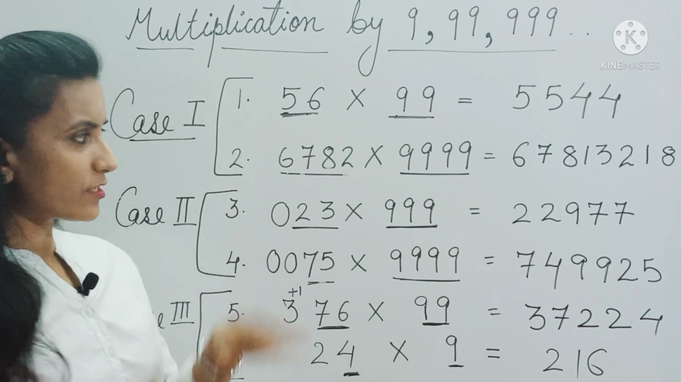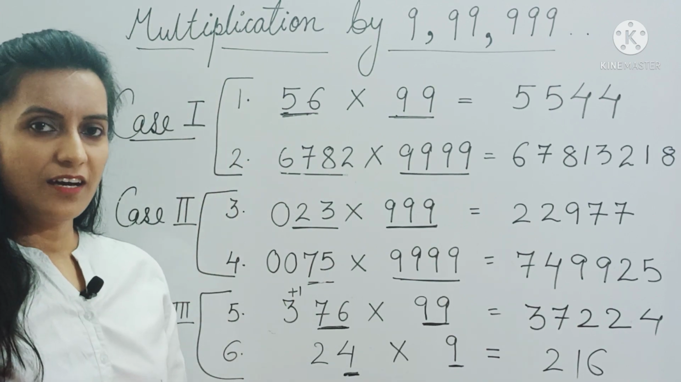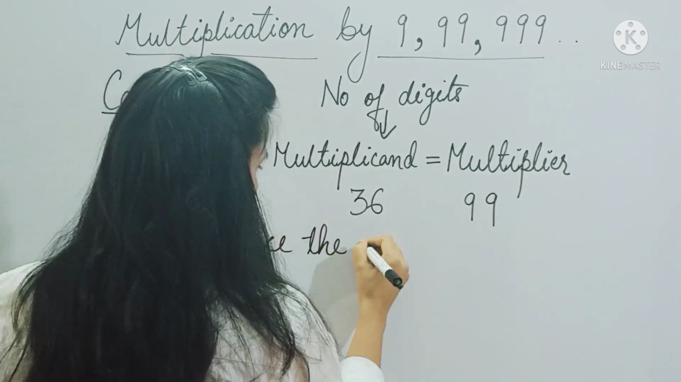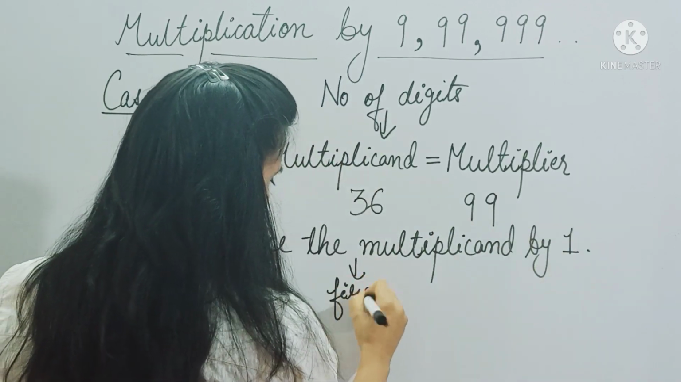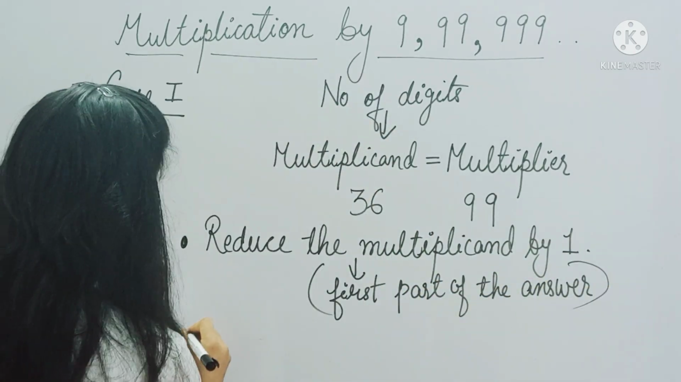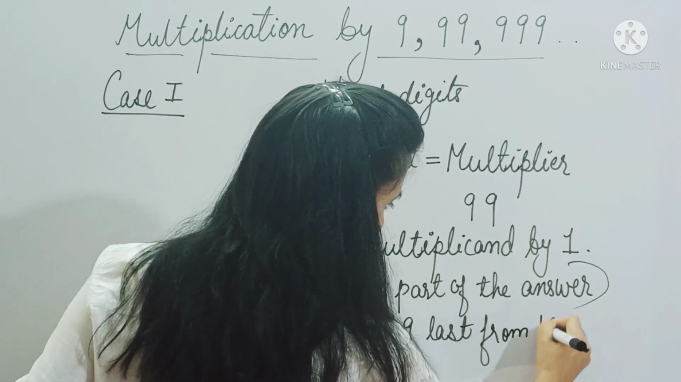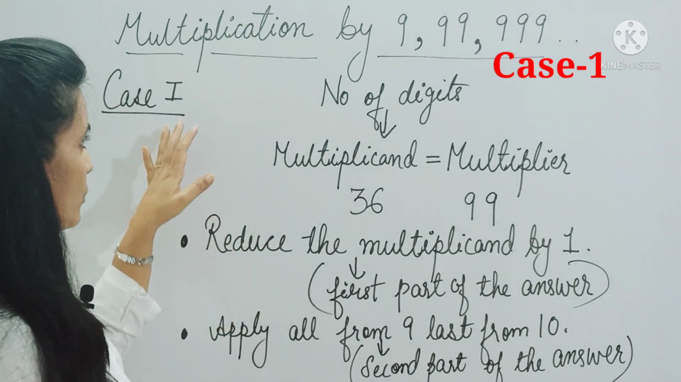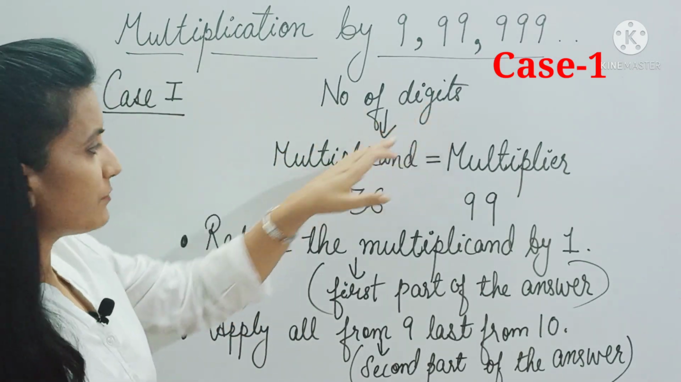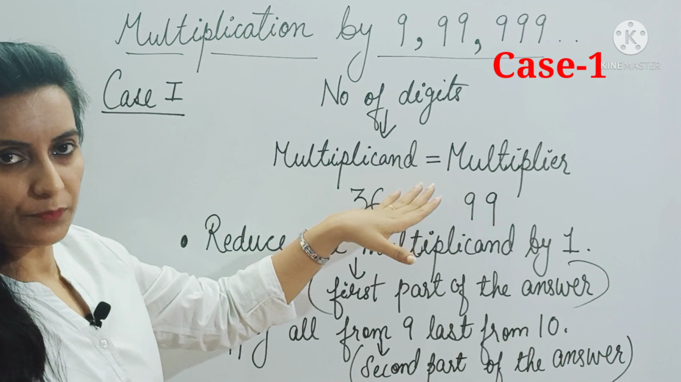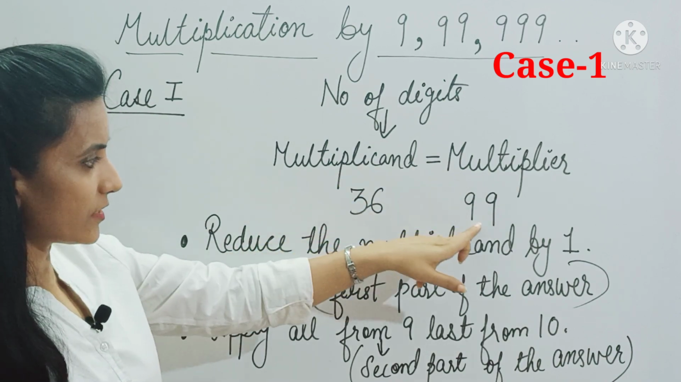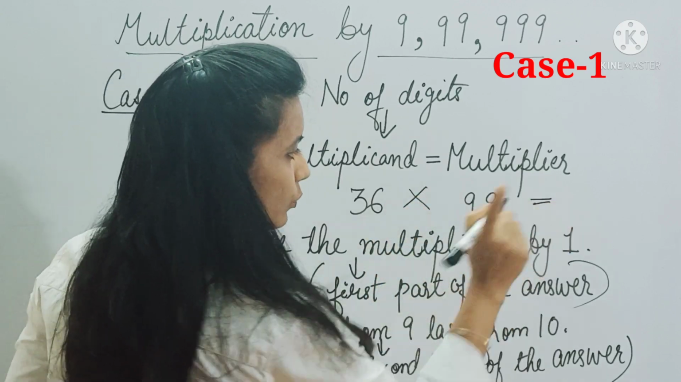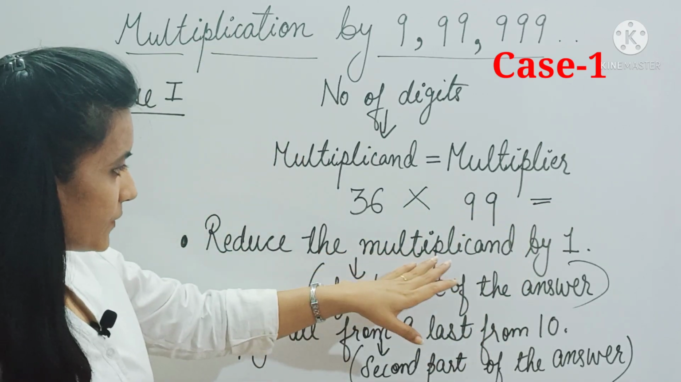Now let's revise all the cases once again by taking one more example. So what was case 1? Case 1 was when the number of digits in multiplicand and multiplier were the same, right? For example, 36 and 99, they both have an equal number of digits. So let's multiply these two. So what was the first step? Reduce the multiplicand by 1.